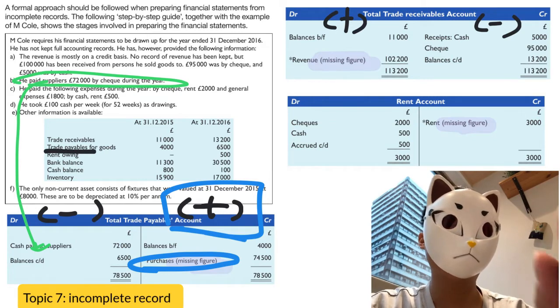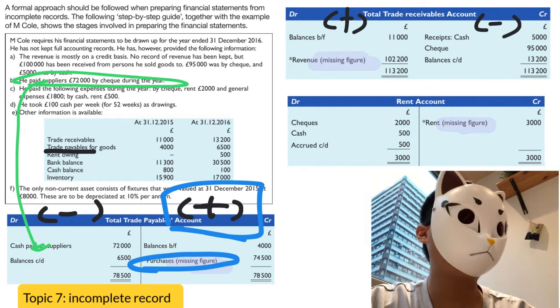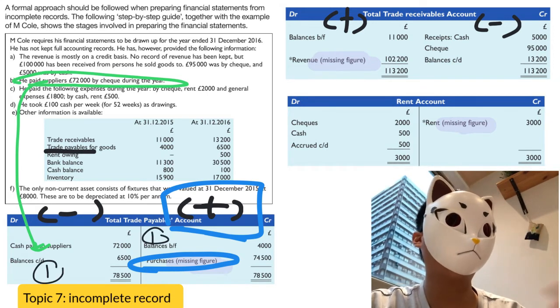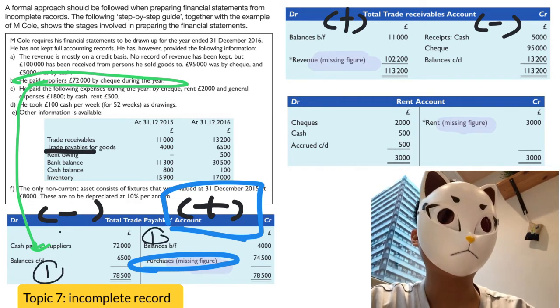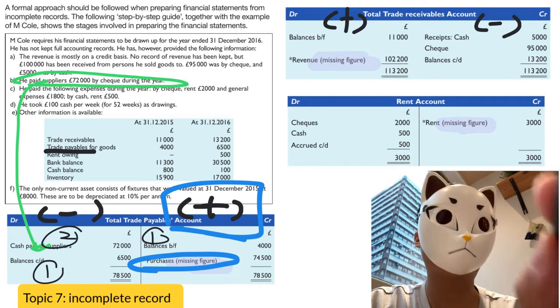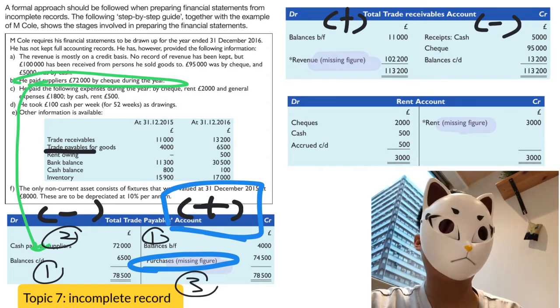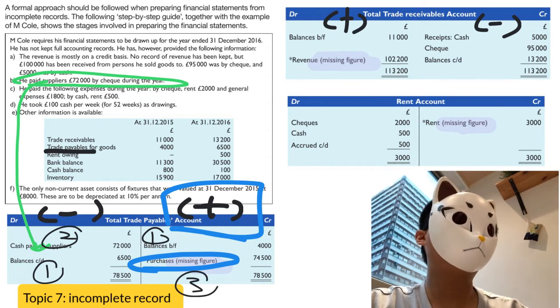So the steps will be like this. When we do the incomplete records, step number 1, we put down both balance brought down and carried down. Step number 2, we figure out the payment to suppliers. And step number 3, we figure out the missing figures. So three simple steps. We will do it again for the trade receivables.